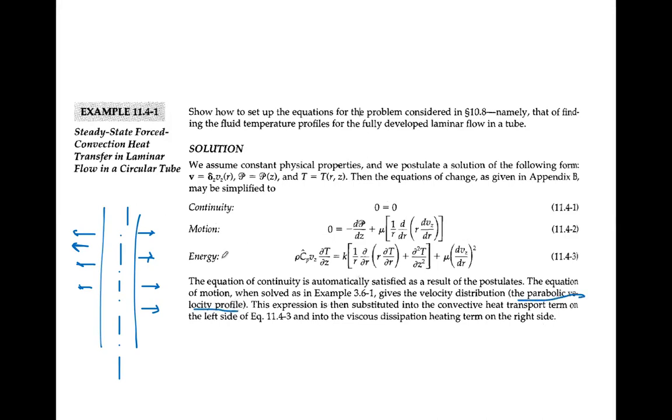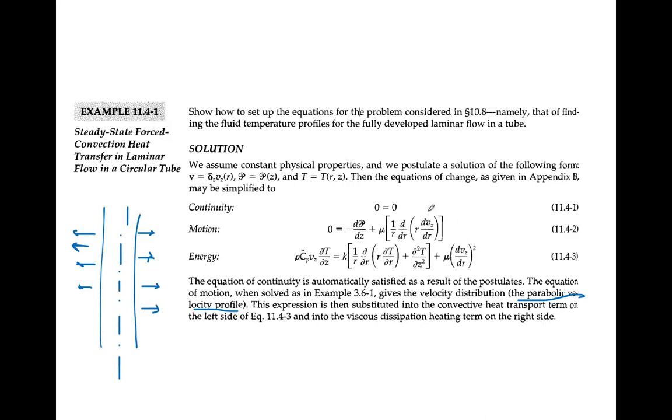Okay, and the last one, from the equation of energy, B8 or B9, you can get the convective heat transport. This is the convective term on the left side, and over here the second one is conduction in the R direction. This is conduction in the Z direction, and this one, if you remember, is called the viscous dissipation heating term, on the right side.